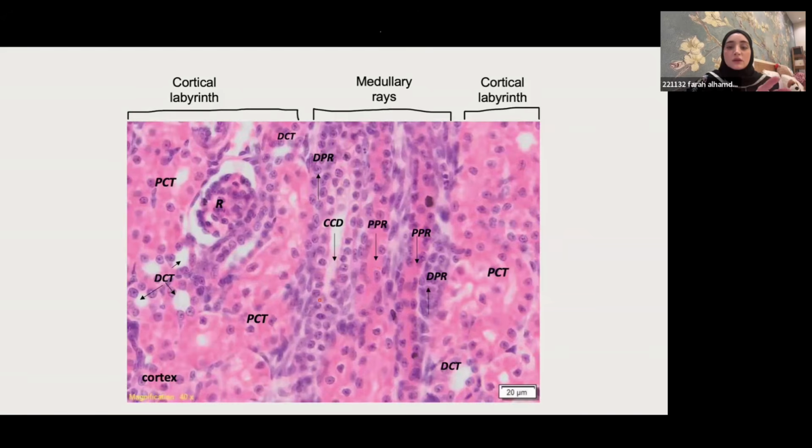Then we have the cortical collecting duct. Cortical collecting duct, how do we identify it? Like how can I tell that this is a cortical collecting duct and not a pars recta of the distal tubule? Well, cortical collecting duct, if you guys remember, consists of principal cells and intercalated cells. So light cells and dark cells.